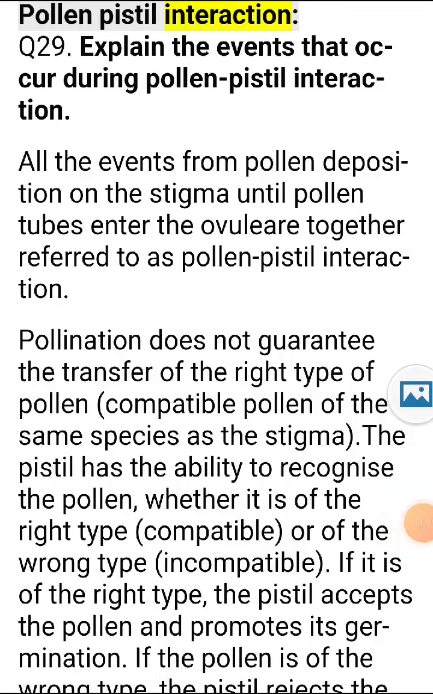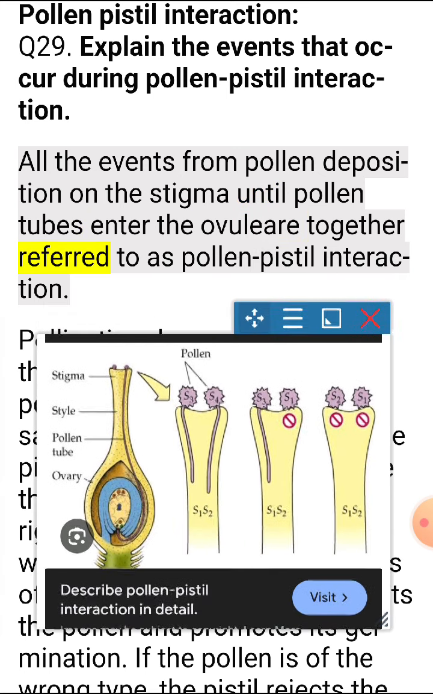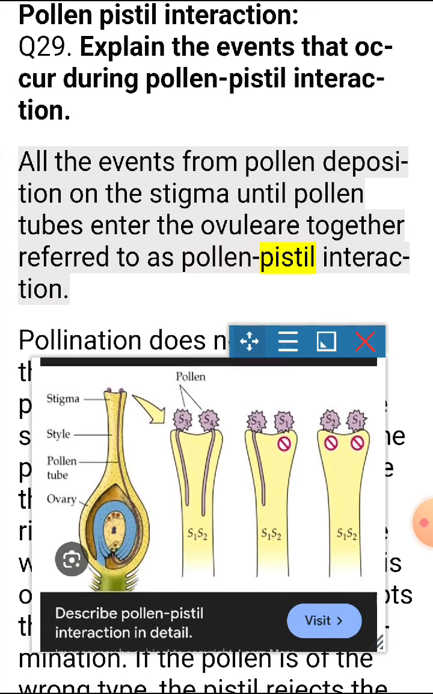Pollen-pistil interaction. Q29. Explain the events that occur during pollen-pistil interaction. All the events from pollen deposition on the stigma until pollen tubes enter the ovule are together referred to as pollen-pistil interaction.